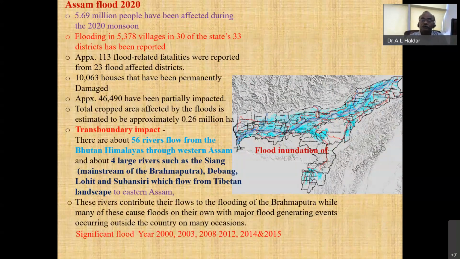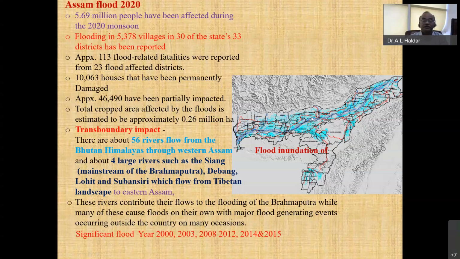In Assam, especially on the left-hand side, floods are very common, especially from Bhutan. There are around 56 rivers flowing from the Himalaya to the western part of Assam. They come especially from Bhutan, where a lot of rainfall occurs, and that is adding to the floods in Assam.